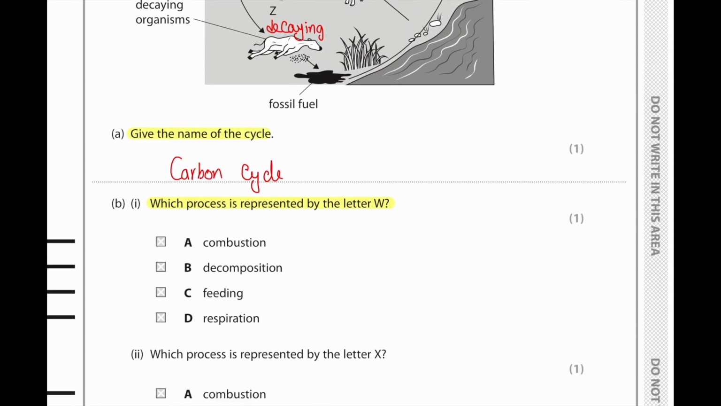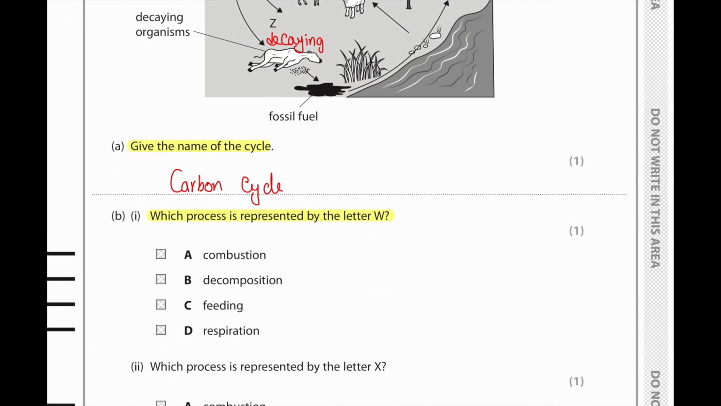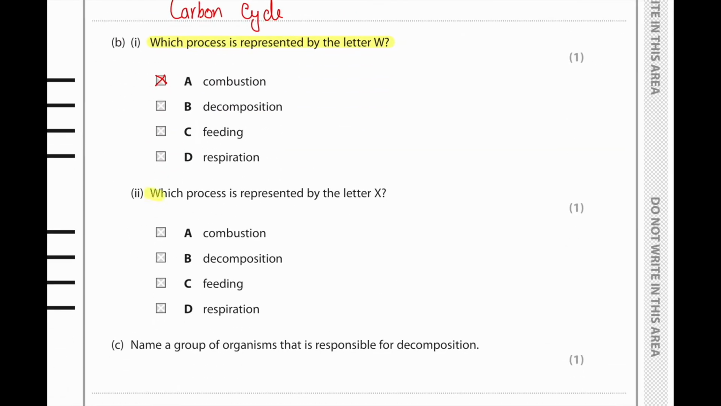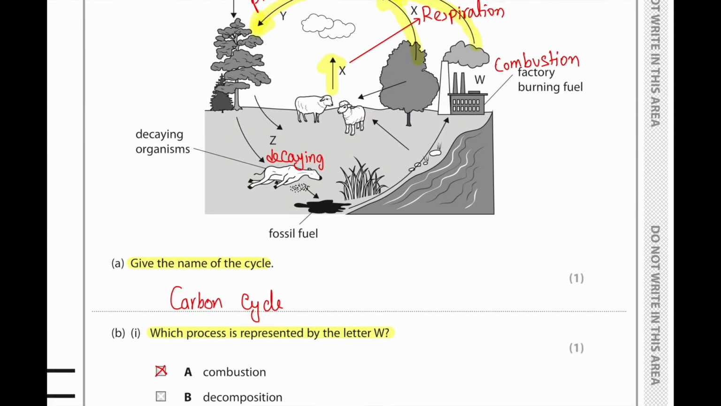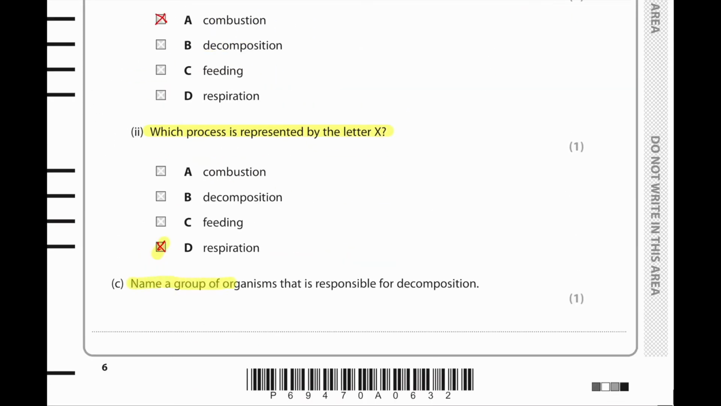So which process is represented by the letter W? So the letter W represents combustion. Next question. Which process is represented by the letter X? X represents respiration. Part C. Name a group of organisms that is responsible for decomposition. We know that fungi and bacteria are the groups of organisms. So we'll write either fungi or bacteria.